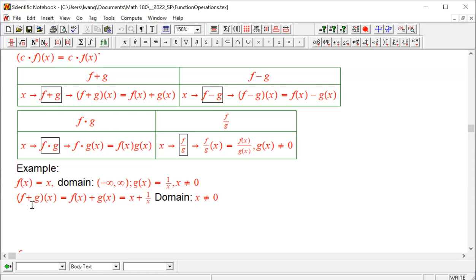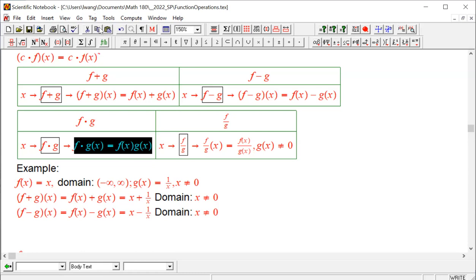By the same way, we can work with the difference of the function f of x, subtracting, and the domain will be the same. Multiplication, multiplying these two functions. Here we need to be a little bit careful. f of x here is x, multiplied by 1 over x.